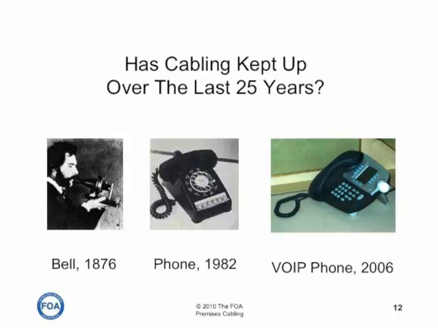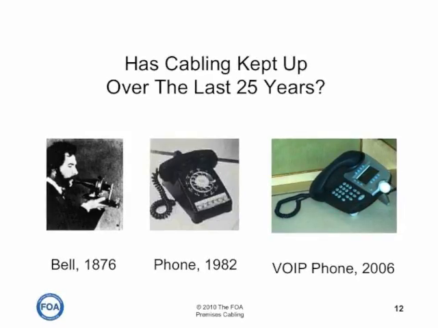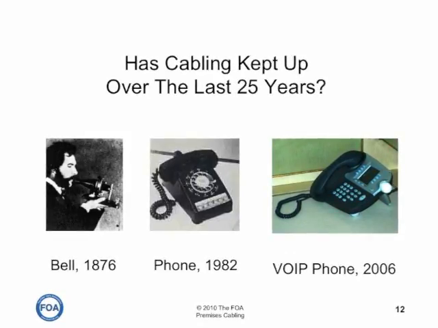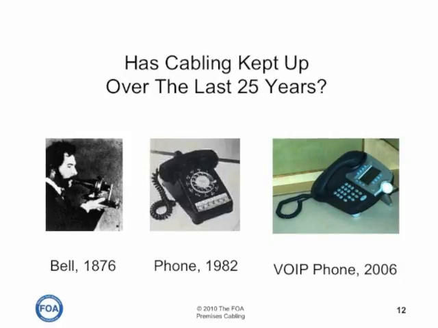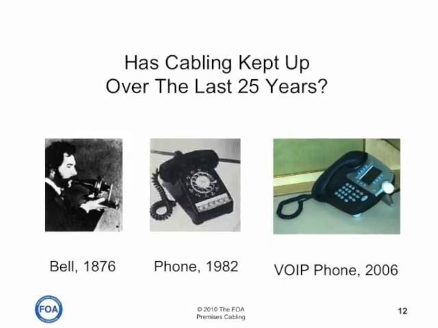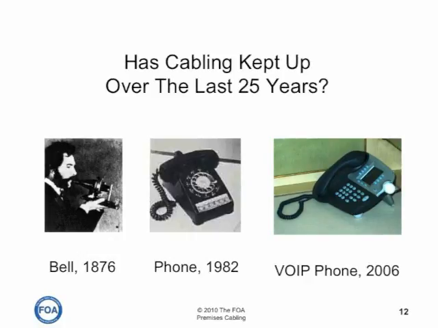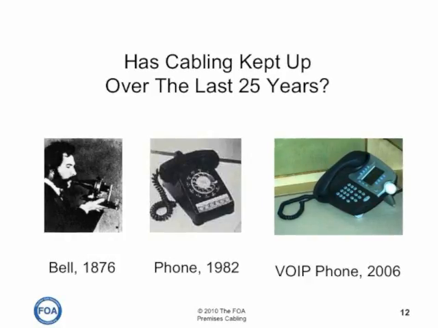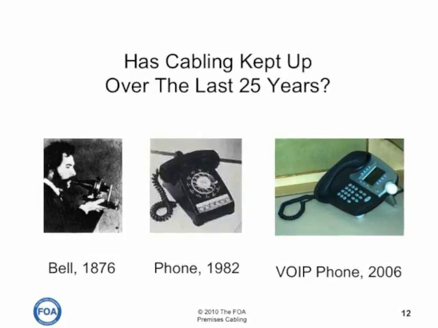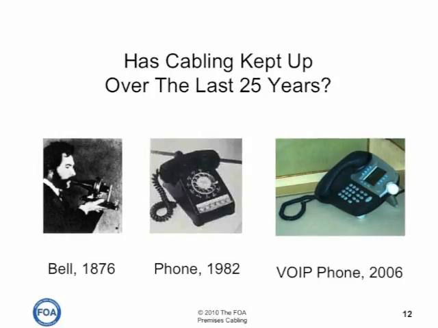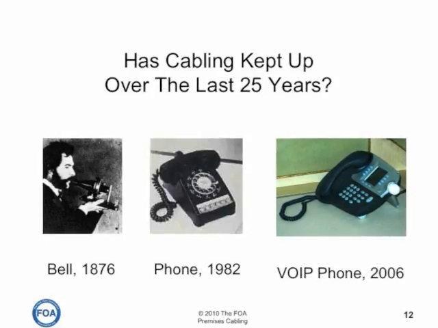Phones have changed a lot since 1982 also. In 1982, most phones were still POTS phones, working not much different than when Bell invented them in 1876. Today, most phones use voice over IP, transmitting digitally over Ethernet networks, or of course, they've gone wireless.